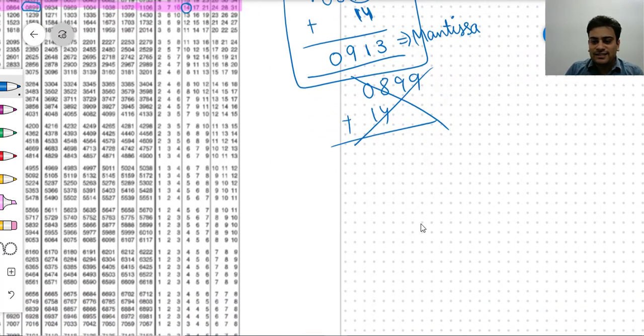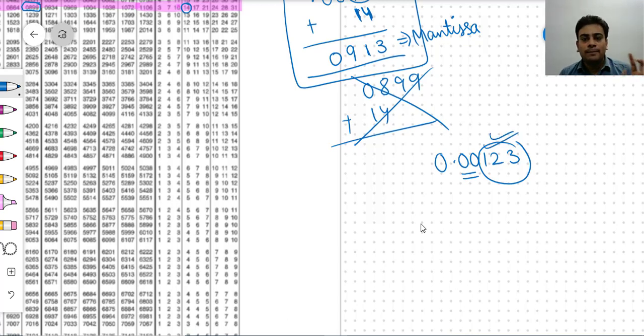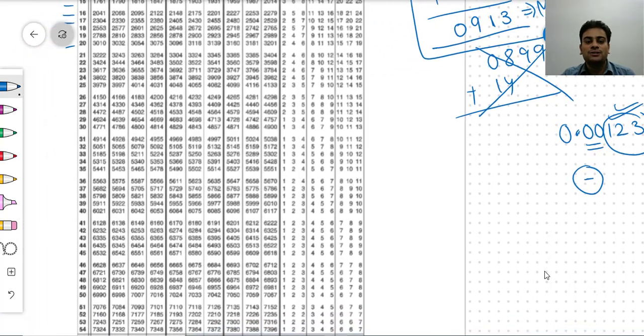Even if your number is, let's say, 0.00123, we always look for the mantissa of 123, because these two zeros after the decimal have already been incorporated by the characteristic part. These digits are after the decimal, so that is why we have already put a negative sign in the characteristic part. That is why we always need to look at the number part only.